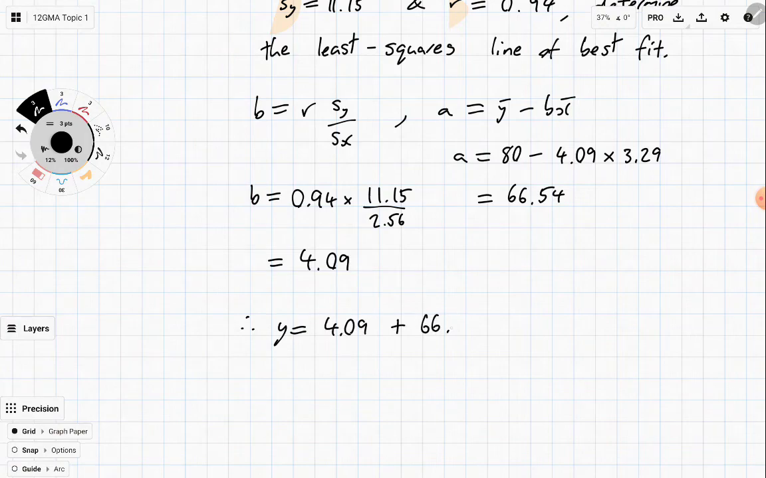And so therefore we get the equation y is equal to, oh, sorry, wrong way around, because remember it's y is equal to a plus bx. So that means a goes first, 66.54 plus 4.09x. Alrighty, and there is your least squares line equation. And with that, you could predict forward, or you could predict backwards, you could interpolate, or you could extrapolate.